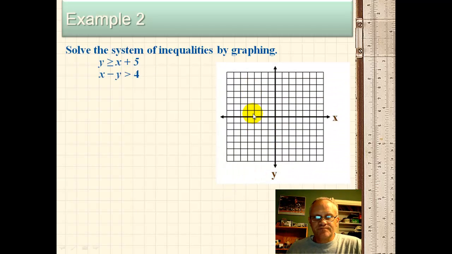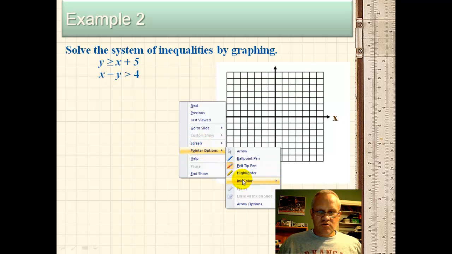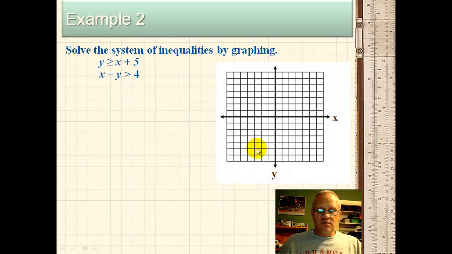All right, example 2. All right, again, we've got two inequalities. Let's try to graph them. I'm going to go back to red, or whatever that is, kind of a brick color.